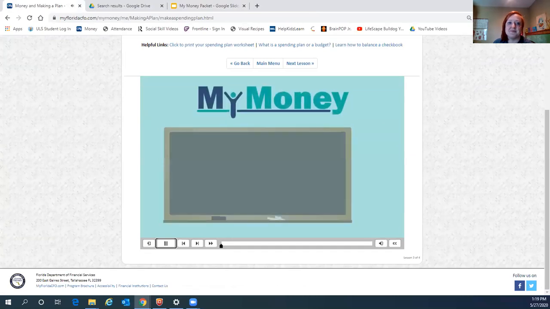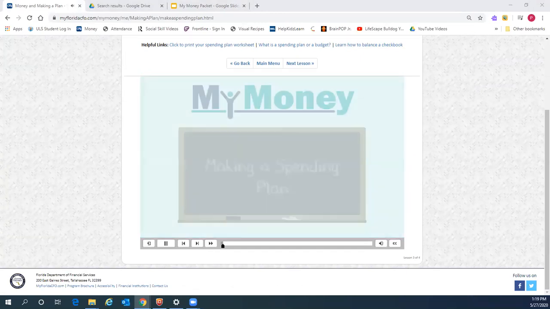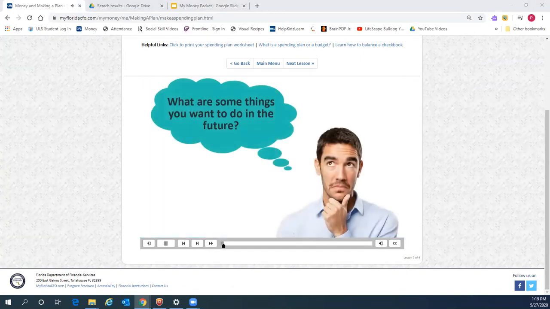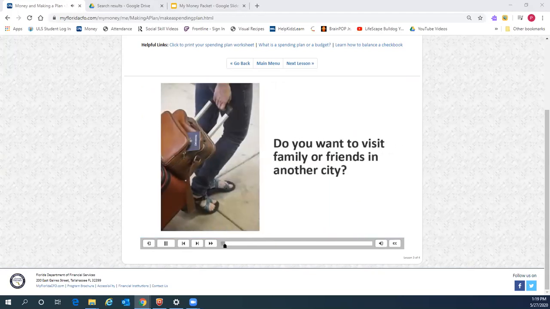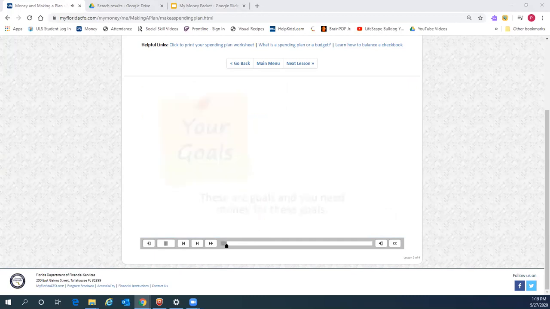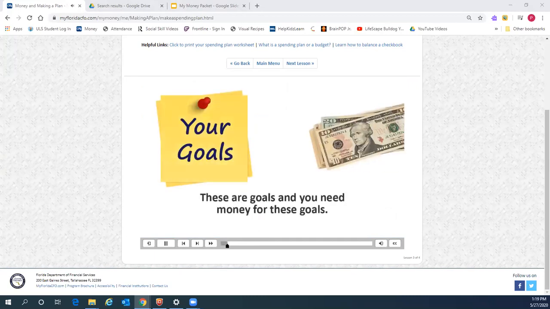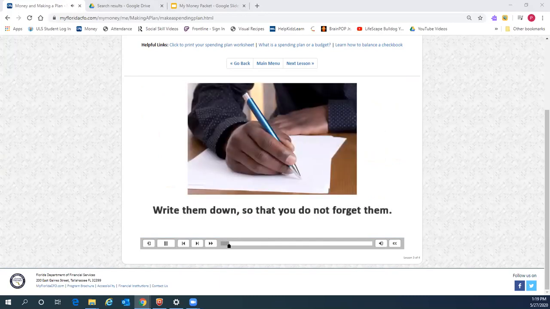A spending plan or a budget is important because it can help you understand where you are spending money and how to save it to reach a goal. What are some things that you want to do in the future? Do you want to visit family or friends in another city? Do you want to buy a new movie on DVD? These are goals, and you need money for these goals. Take a moment and think about some of your goals. Write them down so that you do not forget them.